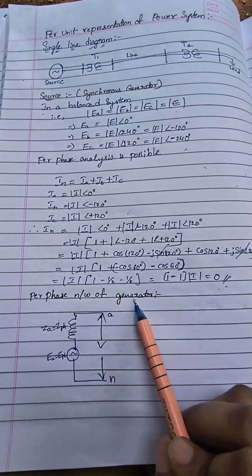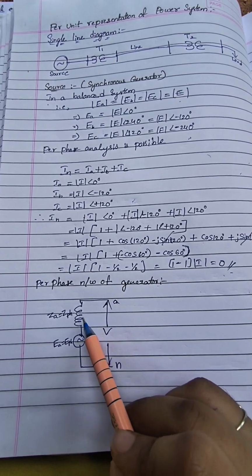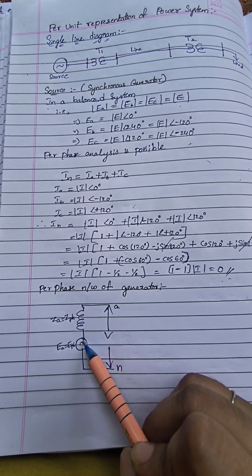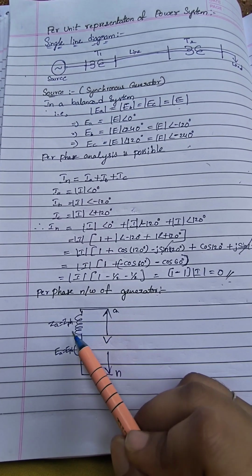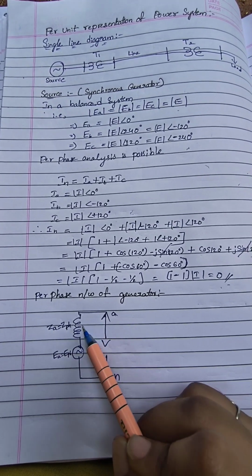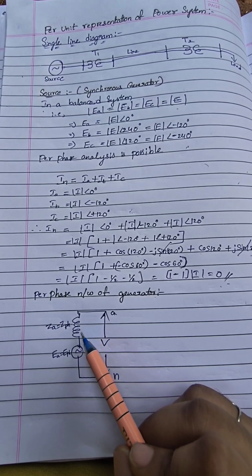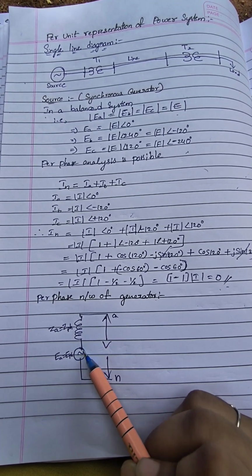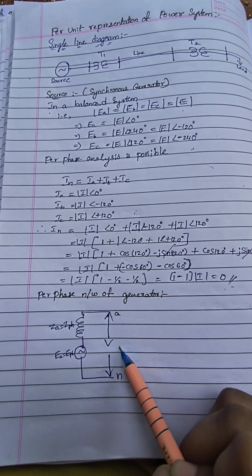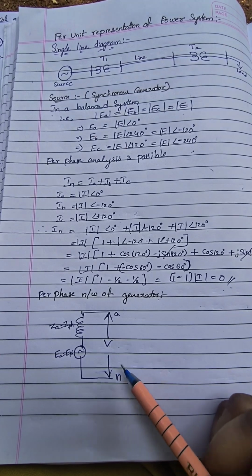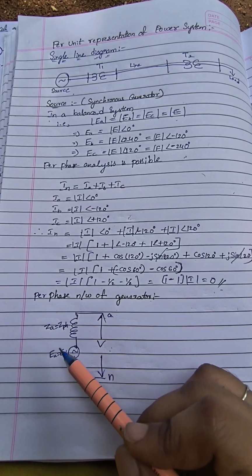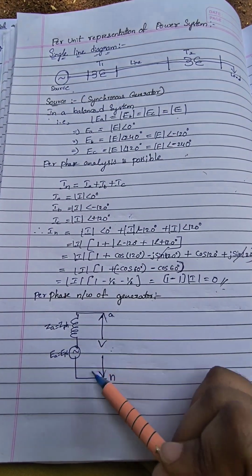Now the per phase network of the generator is this. In each phase the magnitude of the source voltage is the same, and in each phase the impedance is also the same. So we can represent the generator in per phase form: a source voltage V volts in series with a reactance. This is A, this is neutral, this is the A phase. We can represent the synchronous generator in per phase network as this.